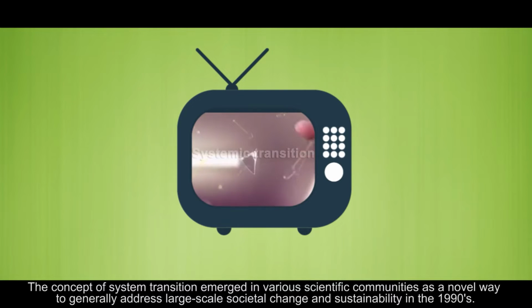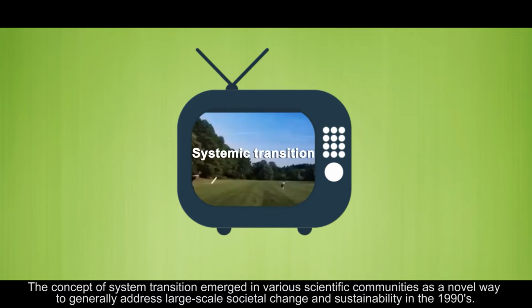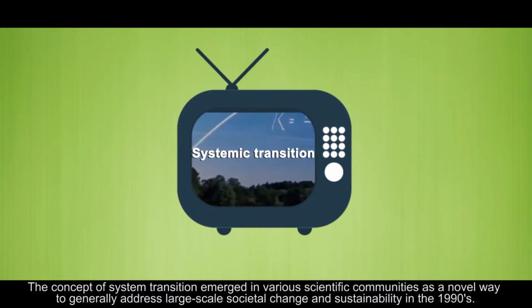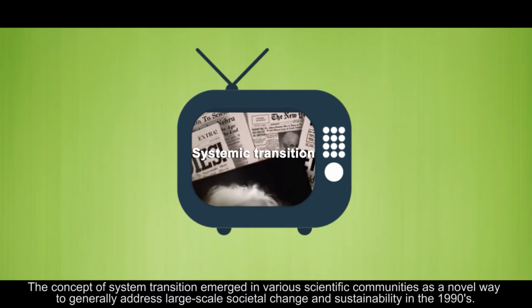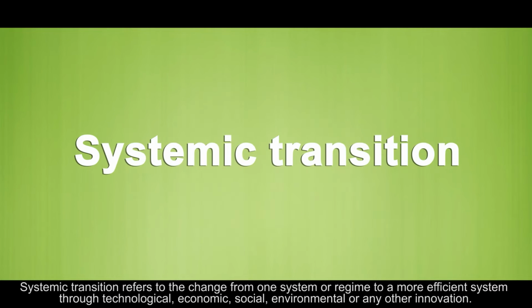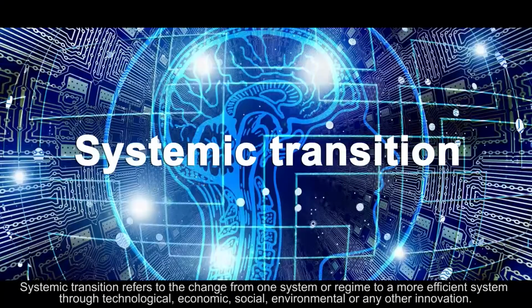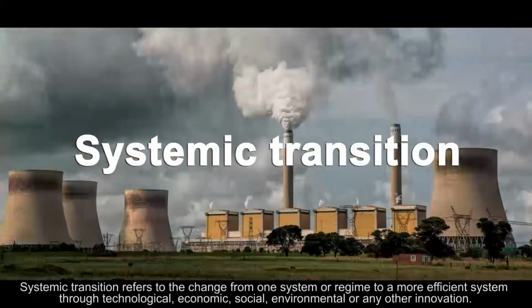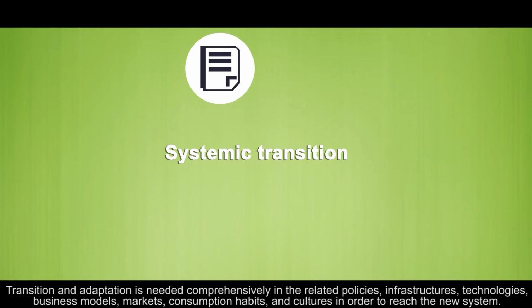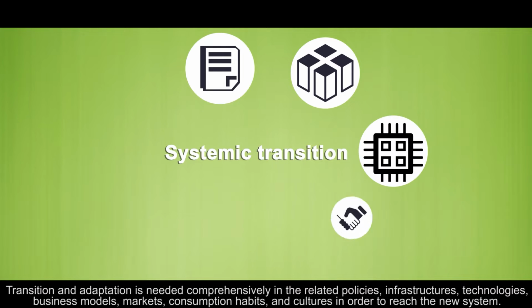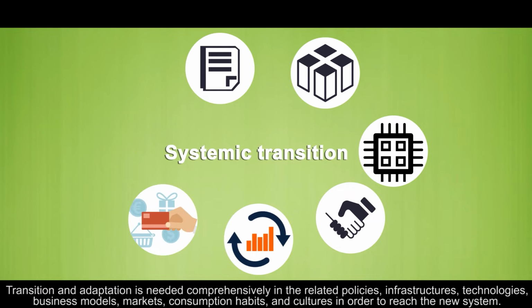The concept of systemic transition emerged in various scientific communities as a novel way to address large-scale societal change and sustainability in the 1990s. Systemic transition refers to the change from one system or regime to a more efficient system through technological, economic, social, environmental, or any other innovation. Transition and adaptation is needed comprehensively in the related policies, infrastructures, technologies, business models, markets, consumption habits, and cultures in order to reach the new system.